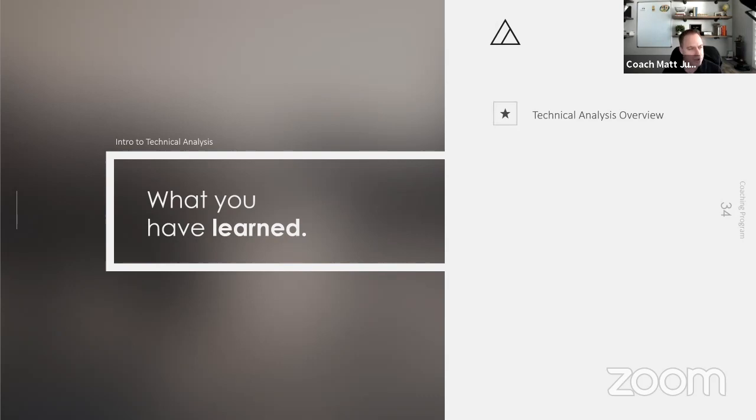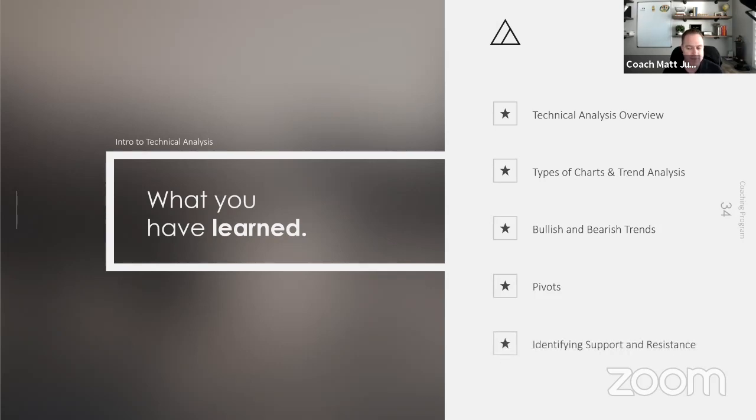We did a quick review of what technical analysis is. We talked about the different types of trend analysis out there, bullish and bearish trends, what creates a pivot from a psychological supply and demand and trading psychology perspective. And we spent a majority of the time really identifying support and resistance.